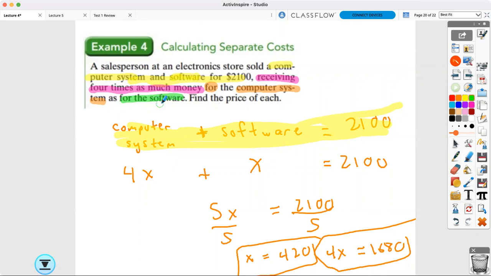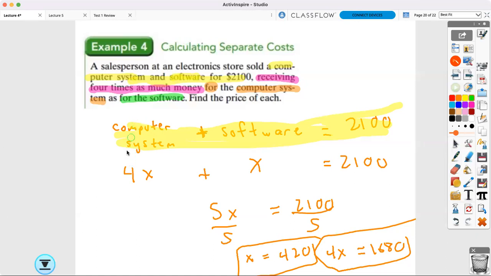That's why we include that part, to tell us the computer system is going to be paid 4 times something. Well, as for the software is that something. So we're going to pay 4 times as much for the computer system as for the software. So if the software was x dollars, then the computer system will be 4x, because it's 4 times whatever the software is. And at the end of the day, they want us to find the price of each.